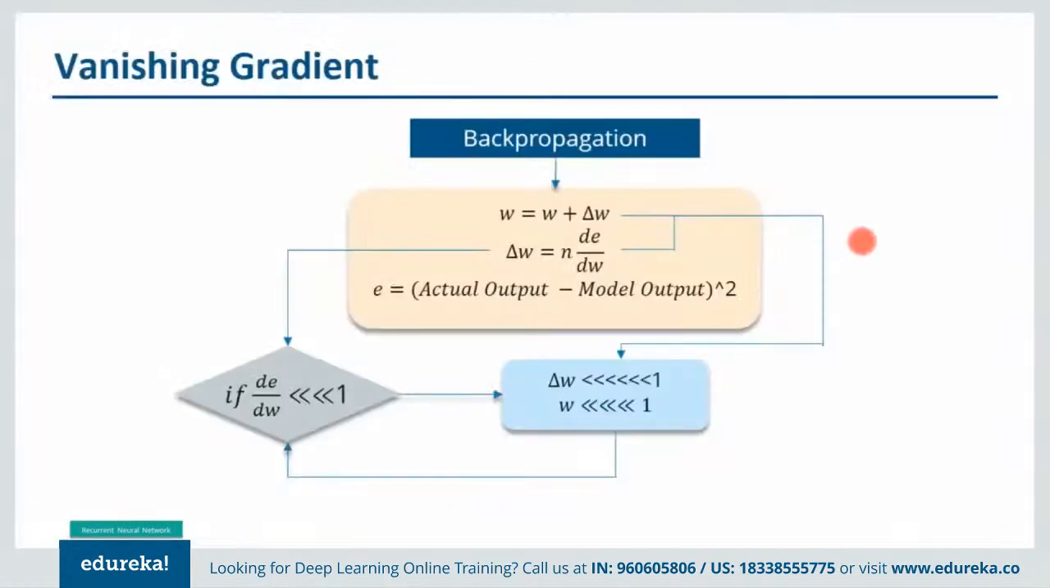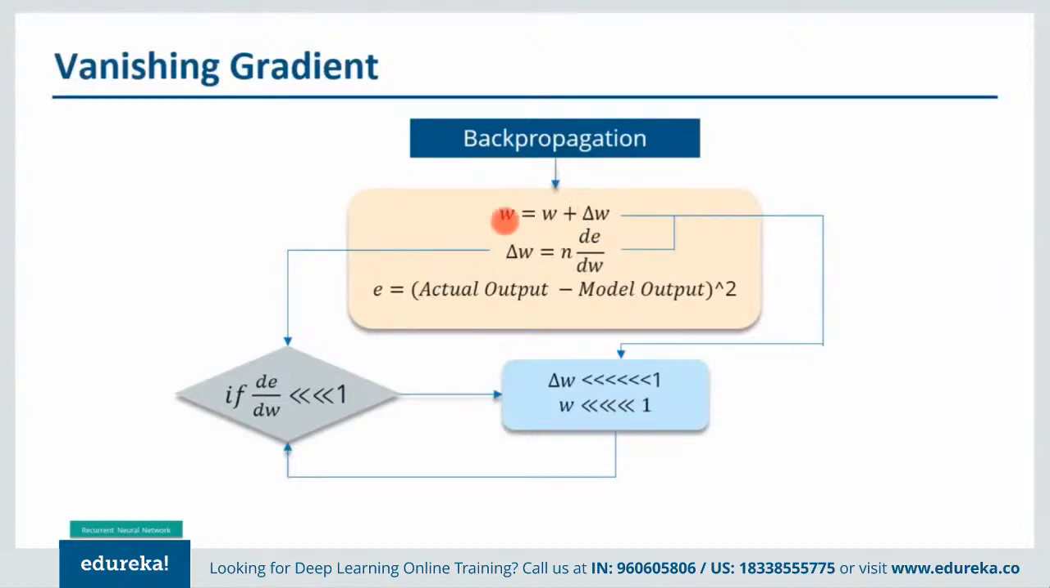So in vanishing gradient, what happens? When you use backpropagation, you calculate the error, which is nothing but the actual output that you already know minus the model output, the output that you got through your model, and the square of that. So you figure out the error. With that error, you find out the change in error with respect to change in weight, or any variable. We'll call it weight here. So the change of error with respect to weight multiplied by the learning rate will give you the change in weight. Then you add that change in weight to the old weight to get the new weight.